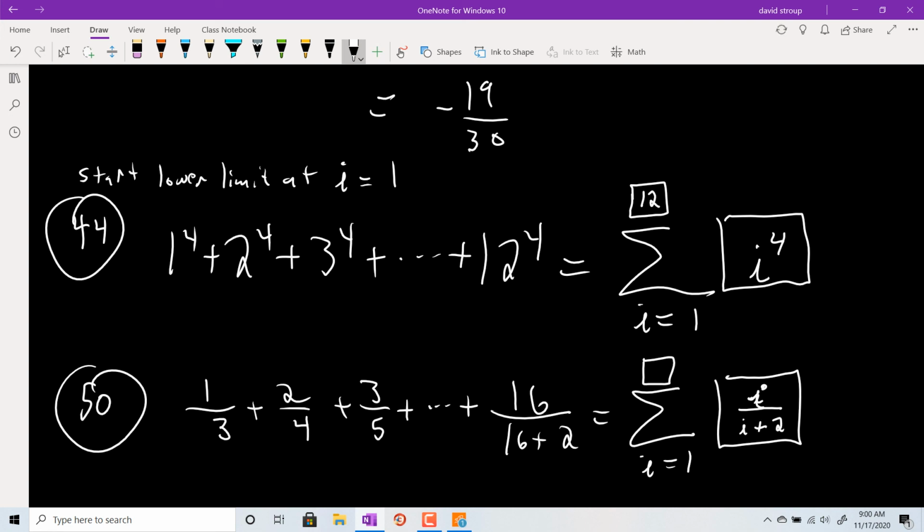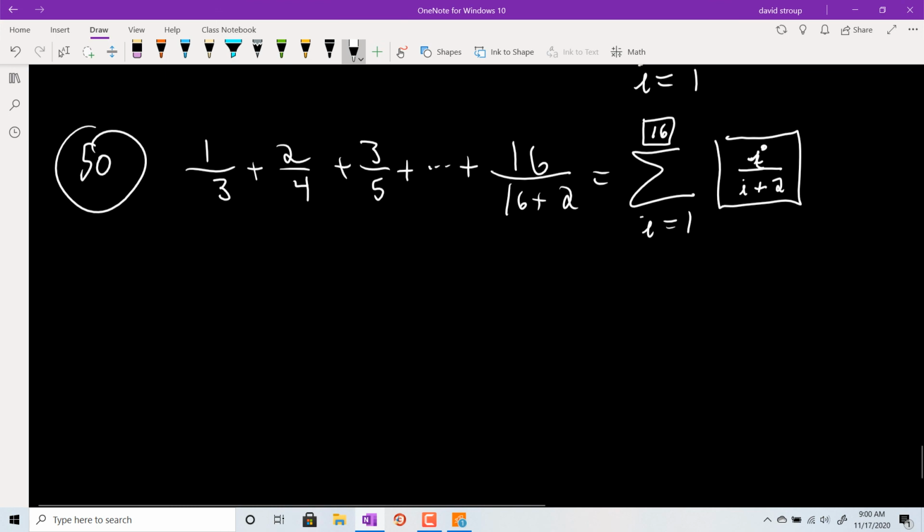Because when you have 2 in the top, it'll be 2 plus 2 is 4. When you have 3 in the top, it'll be 3 plus 2 is 5. And then it goes all the way up to, it looks like, 16. Okay. Let's try one more, and we'll leave it at that.